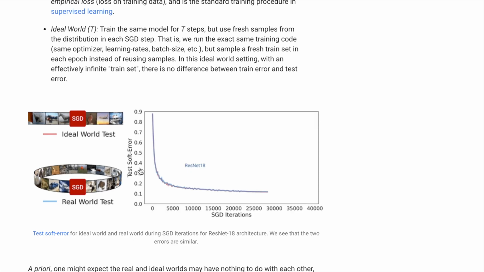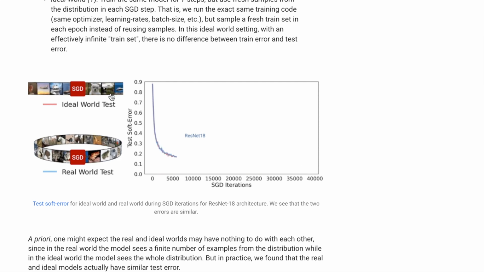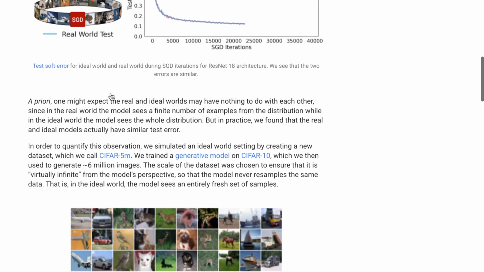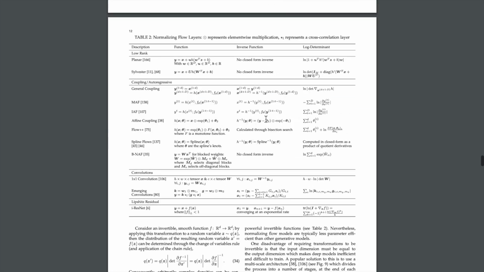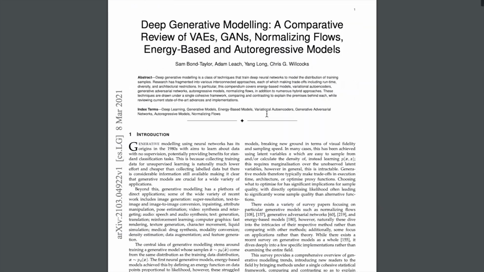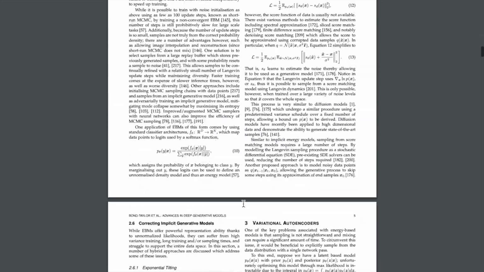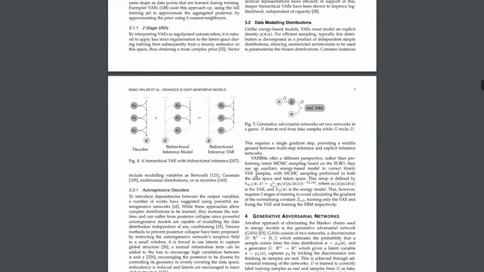So the idea is that in order to simulate an ideal world test set, this is where I think this experiment gets really interesting. So what they do is they're going to train a generative model on CIFAR-10. More particularly, they're using a denoising diffusion probabilistic model. This is an example of one of these flow-based models, and personally I haven't quite gotten my head around this idea yet, but here's a good section on it that I read over the weekend in the survey paper, Deep Generative Modeling, describing normalizing flows and the high-level idea.